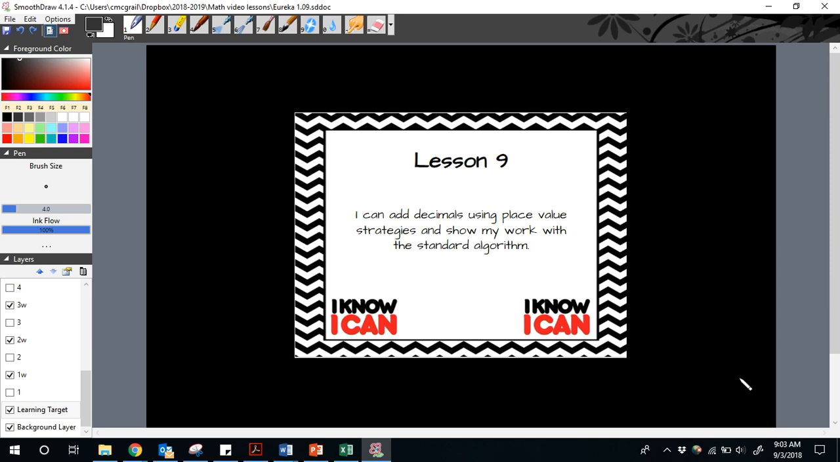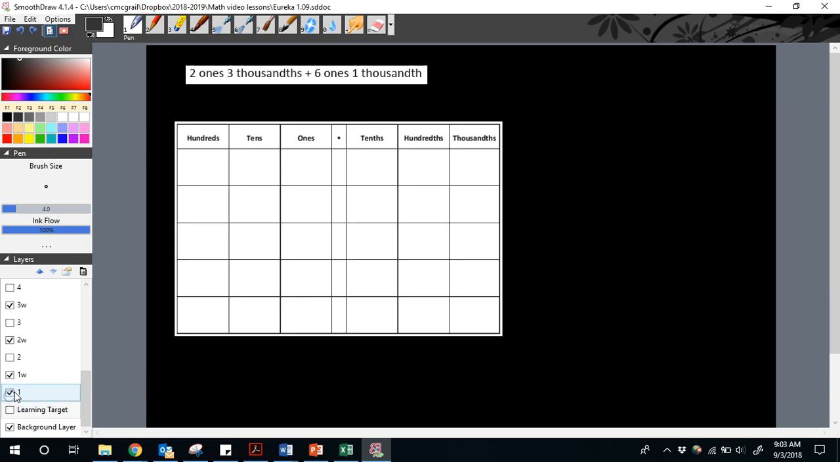All right, let's get started. Our learning target for today is I can add decimals using place value strategies and show my work with the standard algorithm. So today we're going to be adding decimals. In the first half of the module, we were rounding and we were comparing decimals. Now we're going to be adding. Later we'll be subtracting, multiplying, and dividing as well. So today we're just going to focus on adding, and we're going to use a place value chart and the standard algorithm to help us out.